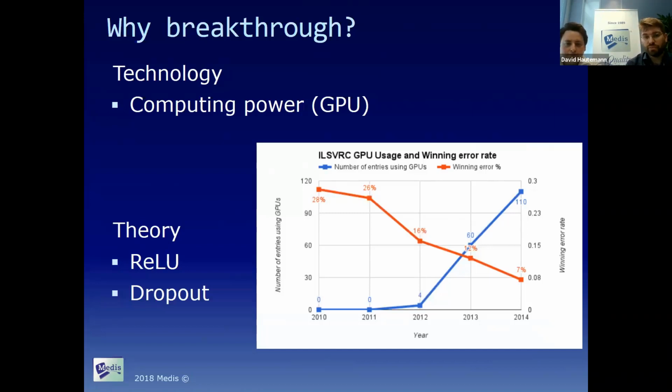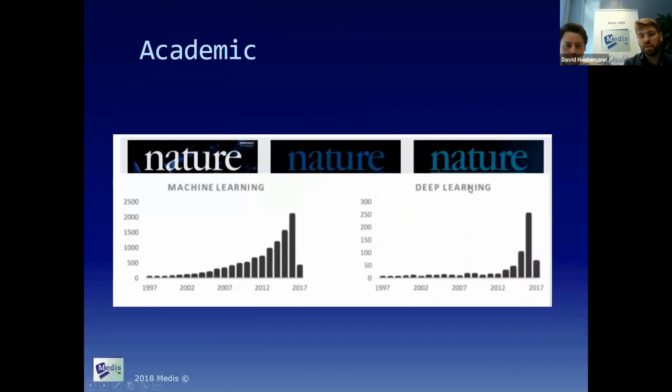So you see here the graph where the error rate of this challenge dropped dramatically, and there's a nice trend with the blue line showing the number of entries where people were using GPUs. Suddenly everybody was doing this. Of course, in academia this was picked up as well. These are some pictures showing how often the terms machine learning or deep learning were used within Nature, and you see really after 2012 this hockey stick, exponential growth. And this is a slide from mid 2017, so I'm sure it's even bigger right now.